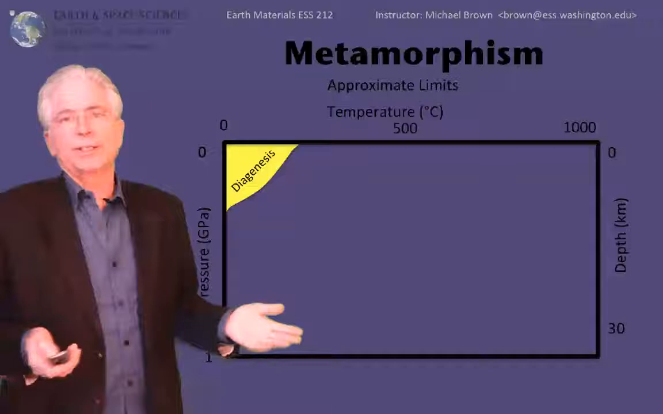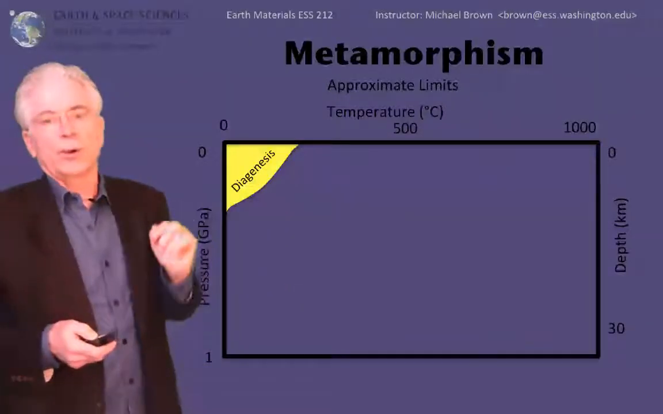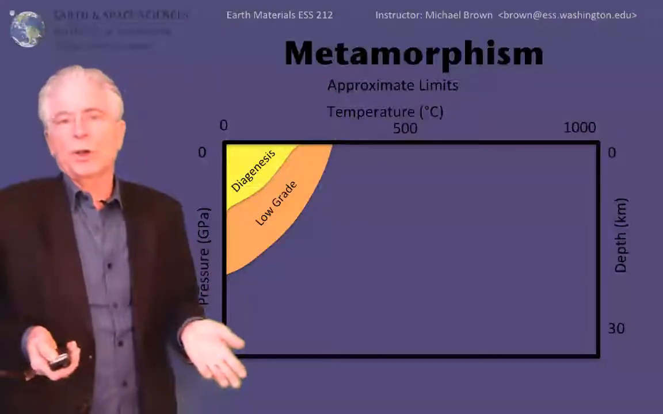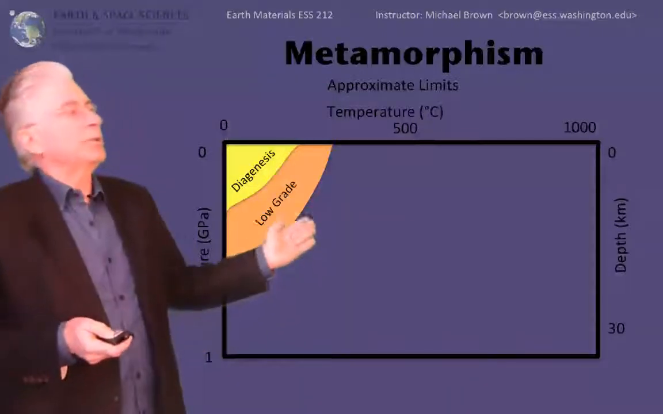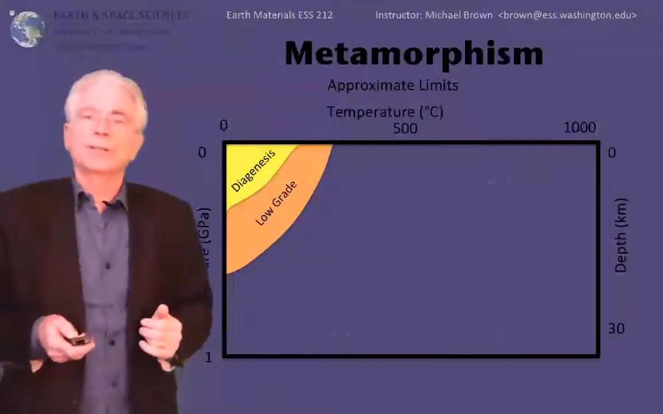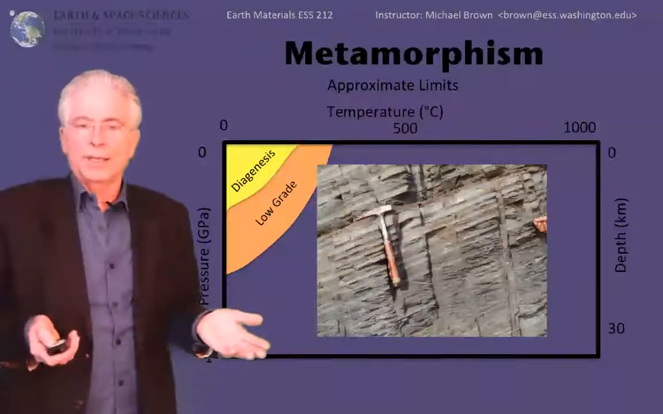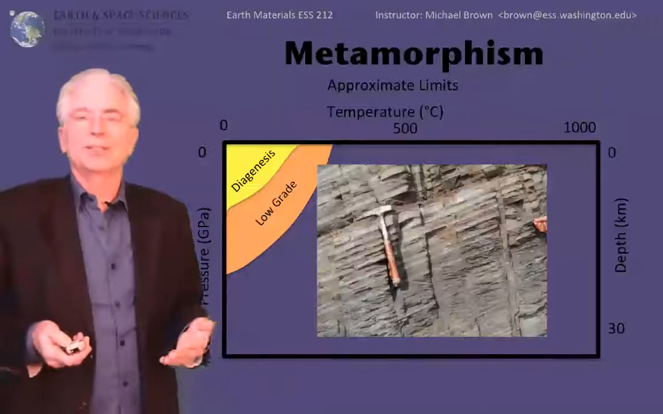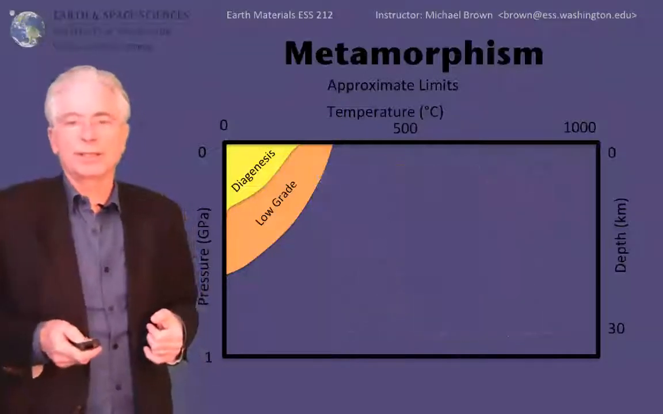The range of diagenesis, normal processes within sediments, is in the corner, low pressure, low temperature. As you go to higher temperatures, we'd call this low-grade metamorphism, and it also includes going to slightly higher pressure. And here's an example of a low-grade metamorphic rock. It was a mud. It still has bedding and textures like the original mud. It has not been extensively recrystallized.